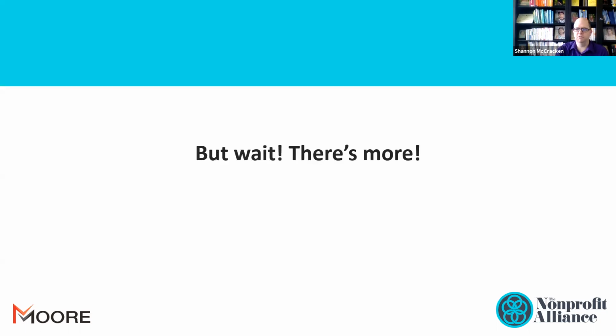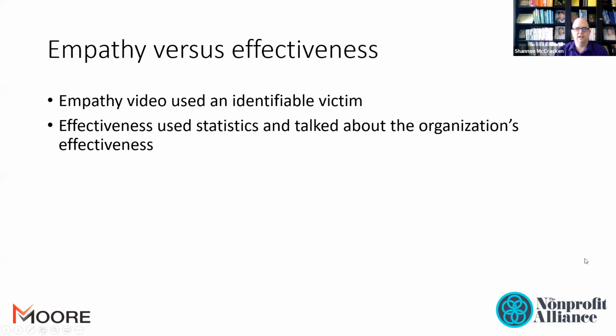But wait, there's more. As the infomercials say, they also did 2 different ad types. There was an empathy video that used an identifiable victim, and effectiveness used statistical victims and talked about how effective the organization is. And I'm seeing a chat question.